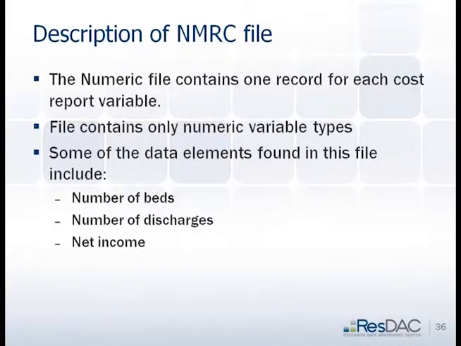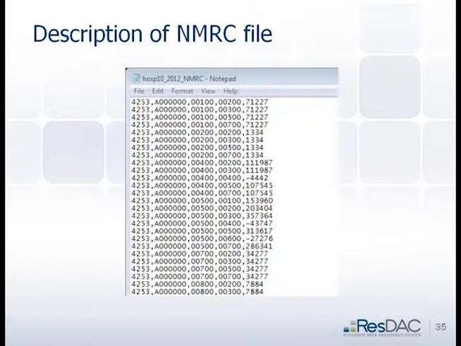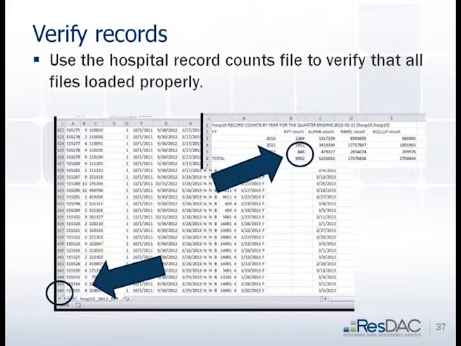This file again only contains the numeric variables, and some of the data elements that you might see in this would be beds, discharges, net income. But from looking at this, could you tell me which one is net income? So, it's not evident by just looking at this to pull out something like beds. For this, what we're going to do is just talk about what resources we need to load up the data to get started.